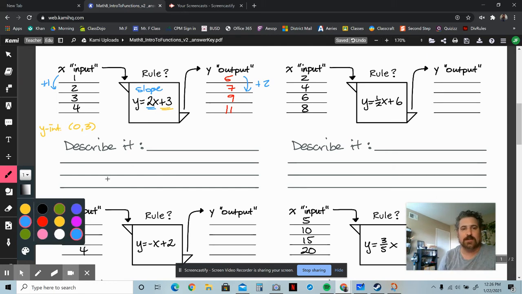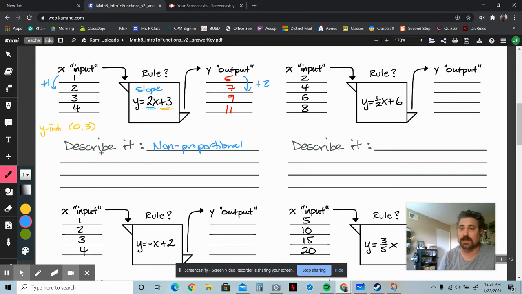And we can describe this as a non-proportional linear function. We know it's not proportional because it doesn't cross at 0, 0. Remember, a proportional line is a straight line that crosses at the origin, 0, 0. If it doesn't cross at the origin, or it's not a straight line, it's not proportional. So this is a non-proportional but still linear function, right?